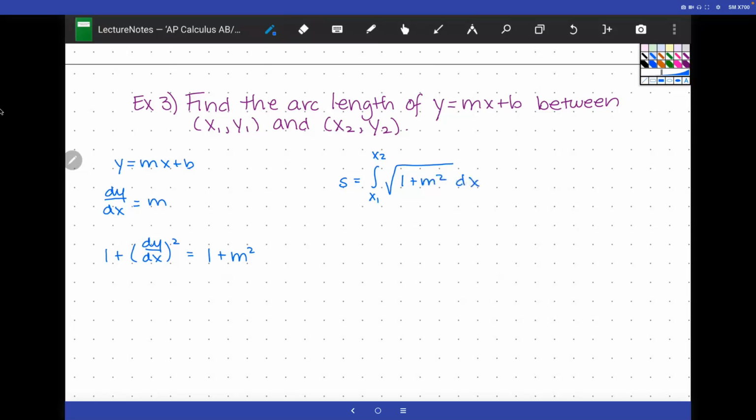Oh, right. Yeah, I was thinking, how are we going to integrate this? But wait, isn't m a constant? So wouldn't m squared be a constant? And then 1 plus m squared is still a constant? You take the square root of that and it's still a constant? So how do we find the antiderivative of a constant? Yeah, there you go. It'll just be x times the square root of 1 plus m squared.